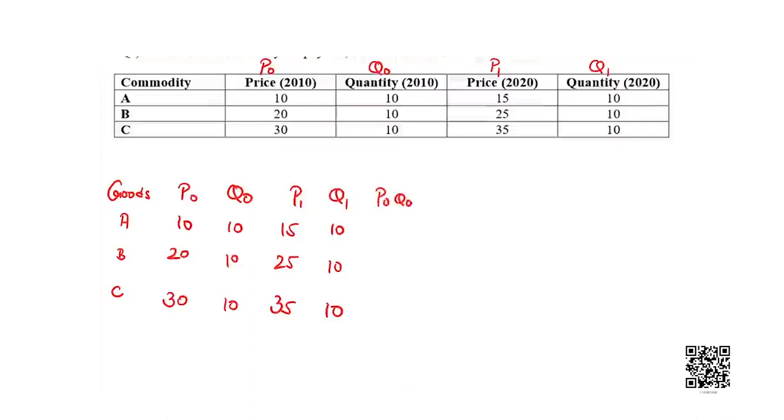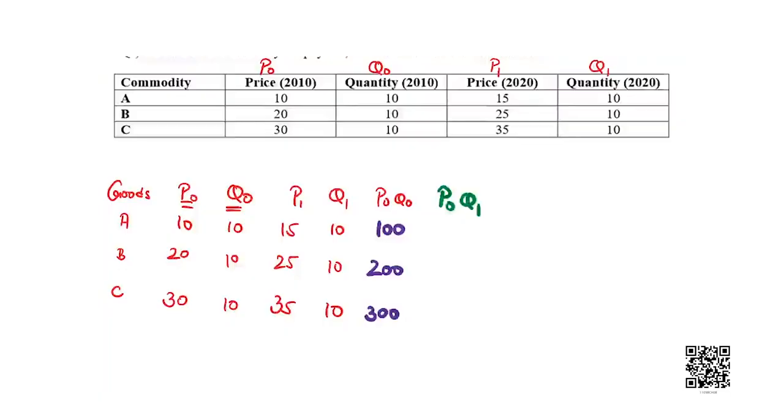Now let's calculate the value of P0 Q0. This is the price of base year multiplied with the quantity of base year. So we have 100, 200 and 300. Now let's calculate the values of P0 Q1. This means prices of the base year multiplied with the quantities of the current year. So we have 10 multiplied by 10, which is 100, 20 into 10, which is 200, and then 30 into 10, which is 300.